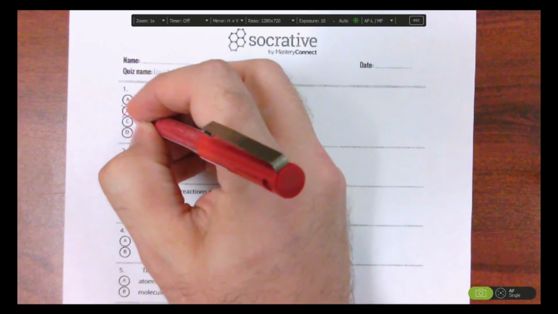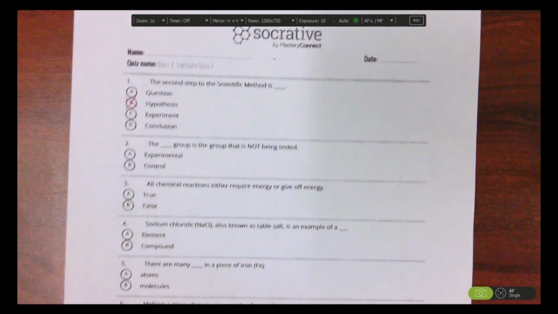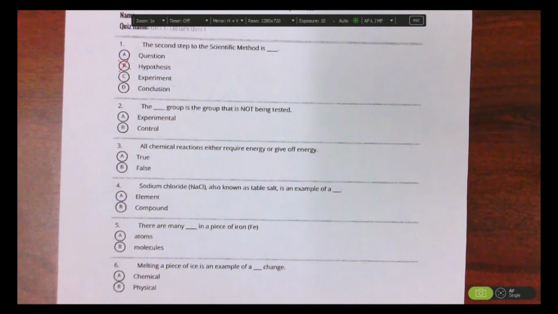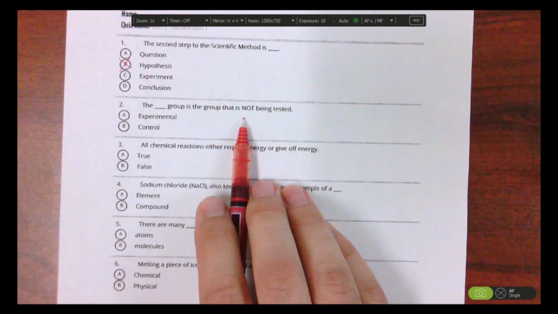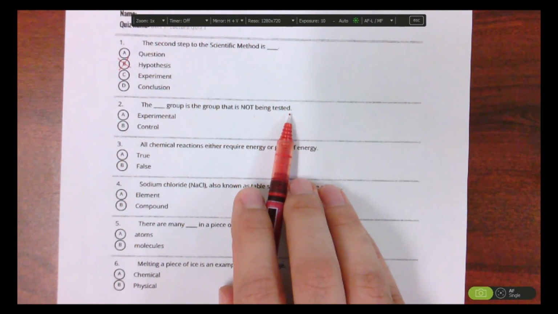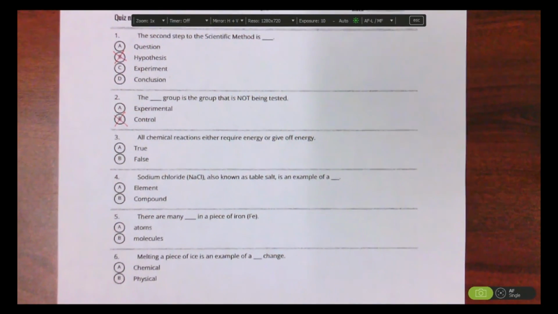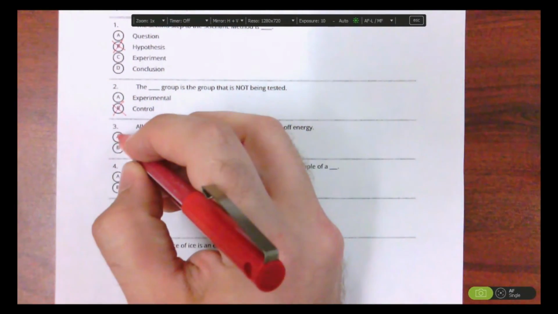Hypothesis. Number 2 says the blank group is the group not being tested. That would be your control. Number 3, all chemical reactions either require energy or give it off. True or false? True. This is true because it can absorb, which makes it cold, or give it off, which is hot. So that is very, very true.